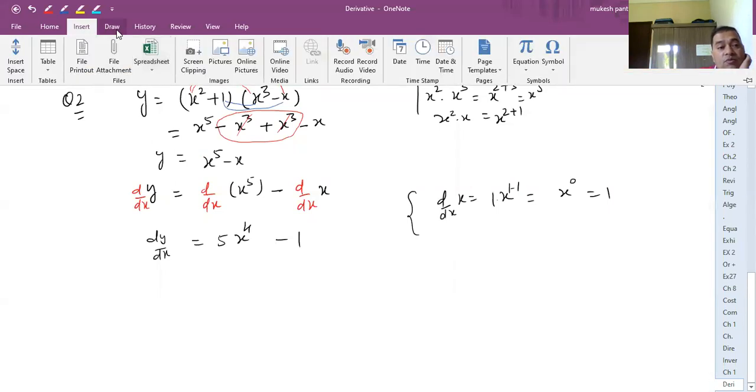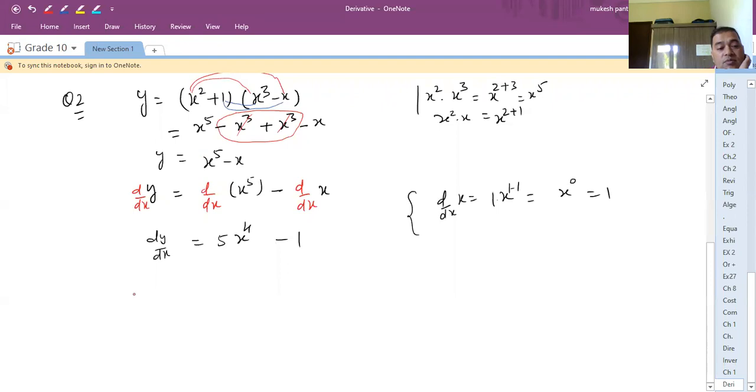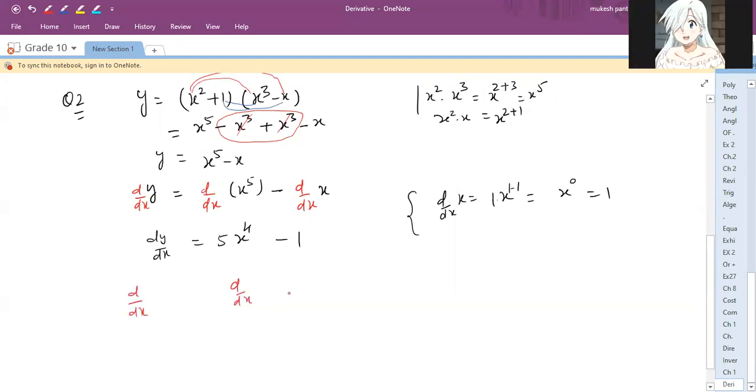What we will do, we will have to differentiate both sides again. d over dx. Sir, I'm sorry, sir. Yes. But for x, are we not supposed to put any negative sign?